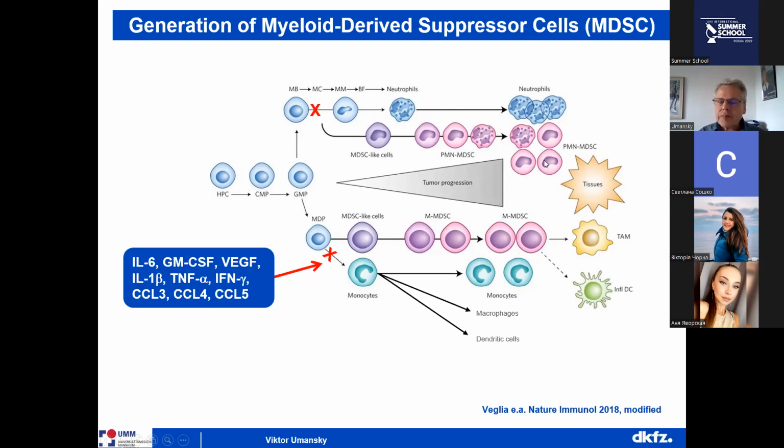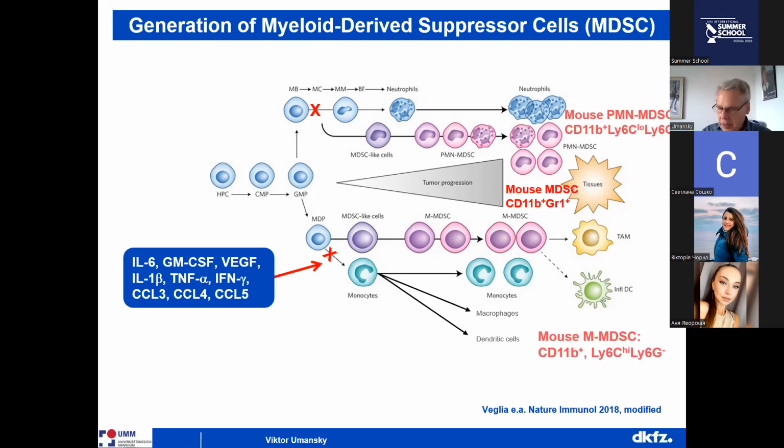And what is important, they have a very, very strong immunosuppressive function. These two populations are known as monocytic MDSCs, M-MDSC, and polymorphonuclear MDSC. In mouse, MDSCs have the common marker CD11b Gr1, and PMN-MDSC can be distinguished from M-MDSC by the different expression of Ly6C and Ly6G.